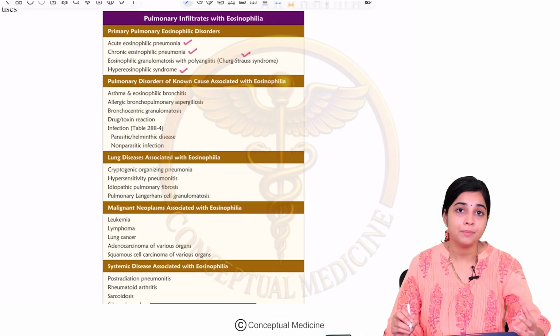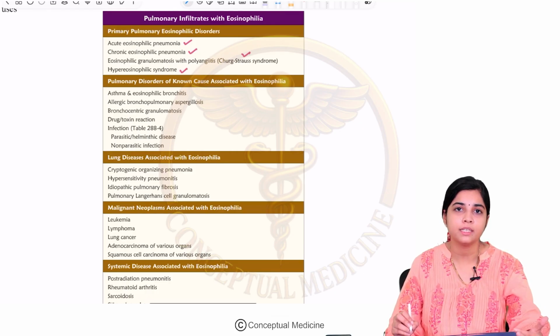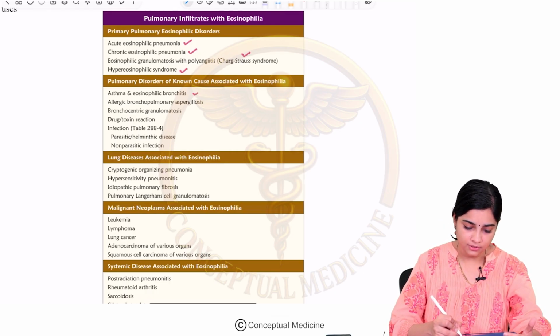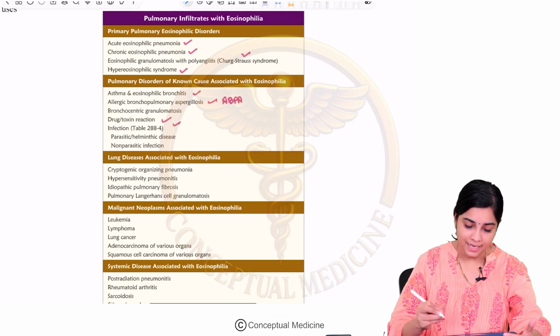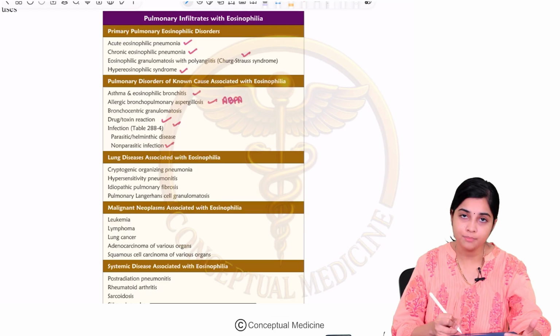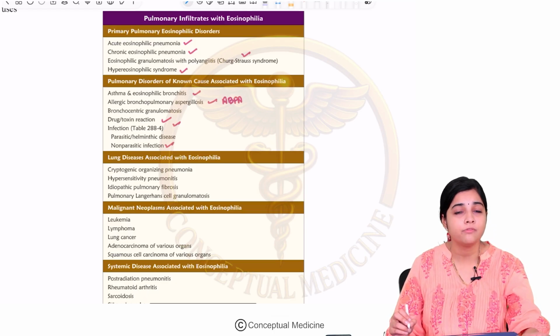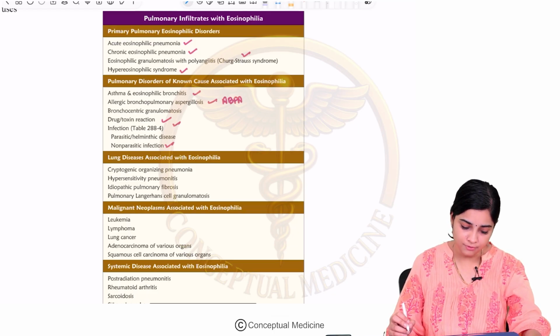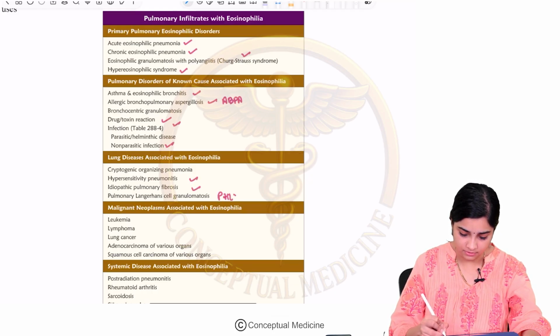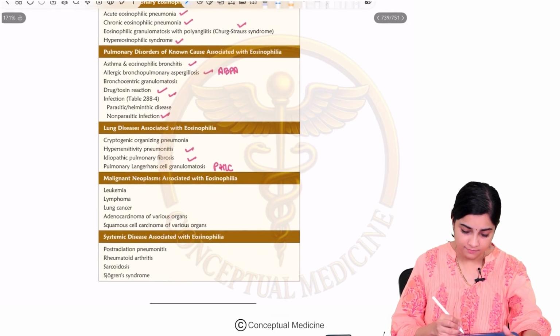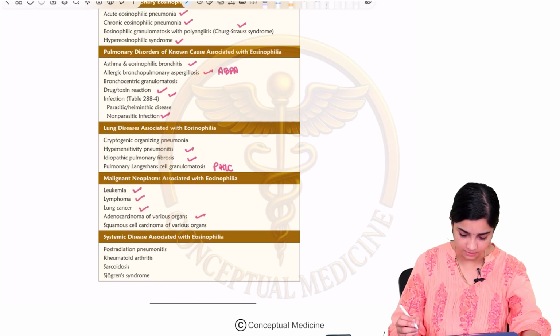Then there can be pulmonary disorders of known cause which are associated with peripheral eosinophilia. This includes your asthma, your allergic bronchopulmonary aspergillosis, which is ABPA, or you can have drug or toxin reactions, parasitic and helminthic infections, or other non-parasitic infections. So all of these can cause infiltrates in the lung and they can be associated with eosinophilia. Then other lung diseases associated with eosinophilia include HSP, IPF, pulmonary Langerhans cell histiocytosis. Then neoplasms associated with eosinophilia can also cause pulmonary infiltrates, like leukemias, lymphomas, lung cancers, adenocarcinomas.